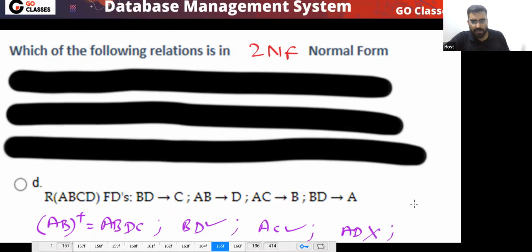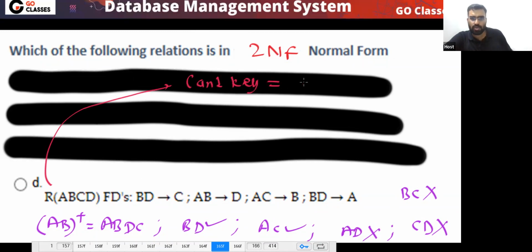So we have seen AB, AC, AD. What about BC? BC is not a candidate key. BD is. What about CD? C, comma D, is also not a candidate key. So finally, what are the candidate keys? AB is a candidate key, BD is a candidate key, and AC is a candidate key.